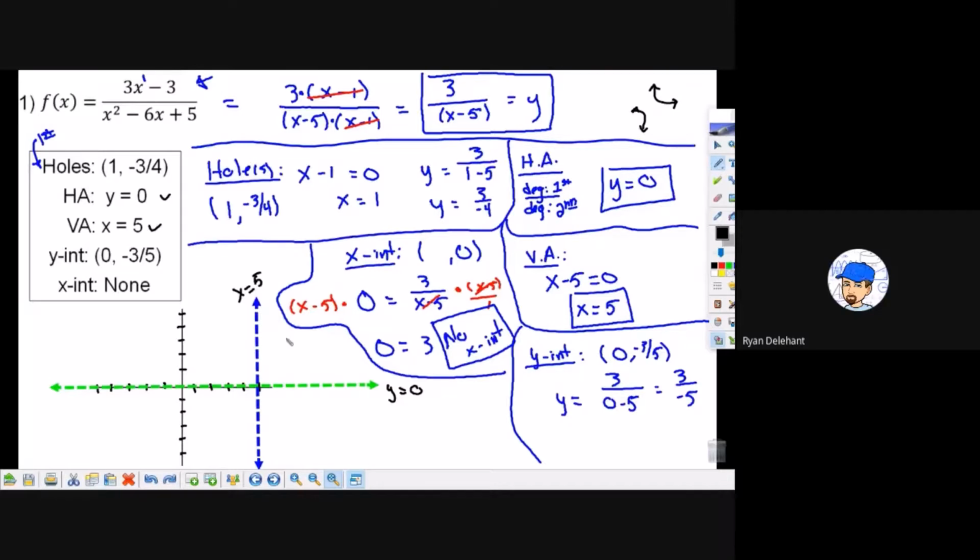That's where the points come in. So let's go through and put our hole in. It's at 1, -3/4. So I'm going to put these in red. So it's at 1, -3/4. Now it's a hole. And I want you to think holes are like hole punched.